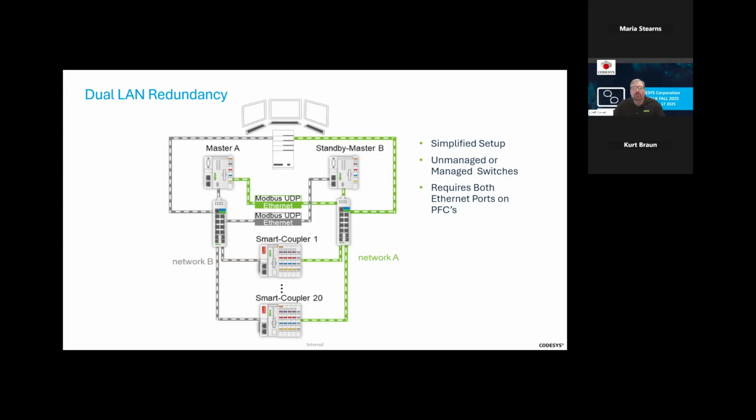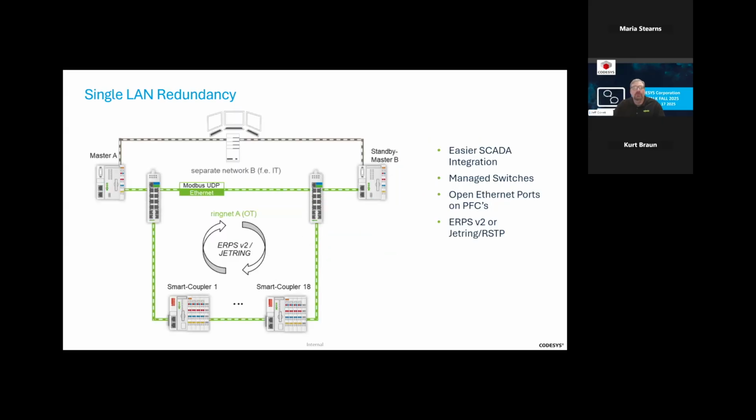The other option for redundancy is single LAN. With single LAN, we just do a ring architecture, and we can do ERPS, we can use JetRing, or we can use RSTP. JetRing is WAGO's proprietary version of RSTP, which is a little faster. In the demo I'll show in a minute, I actually used ERPS, just because I think that's going to be a little more common.